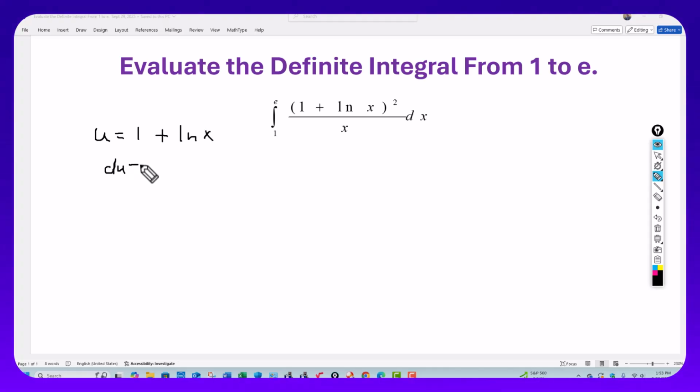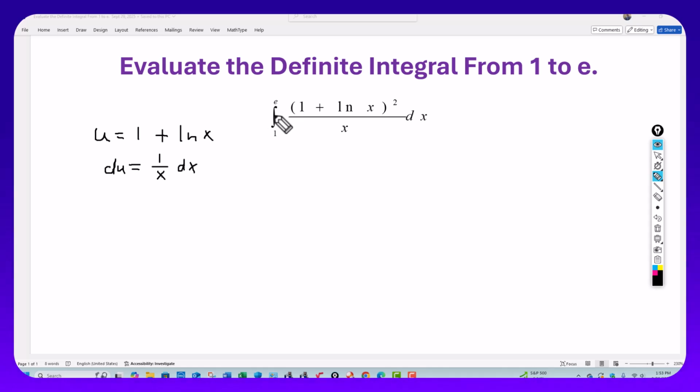Then du would equal the derivative here: the derivative of 1 is 0, and the derivative of ln of x is 1 over x. So this would be 1 over x dx.